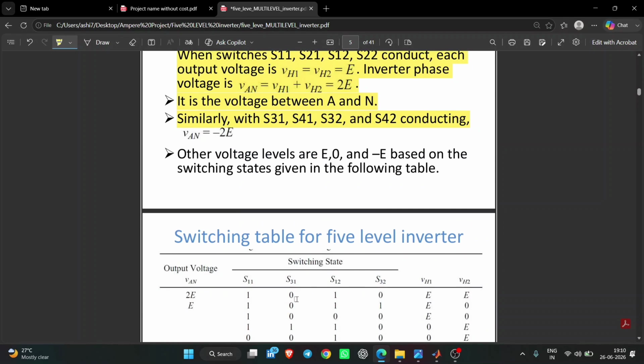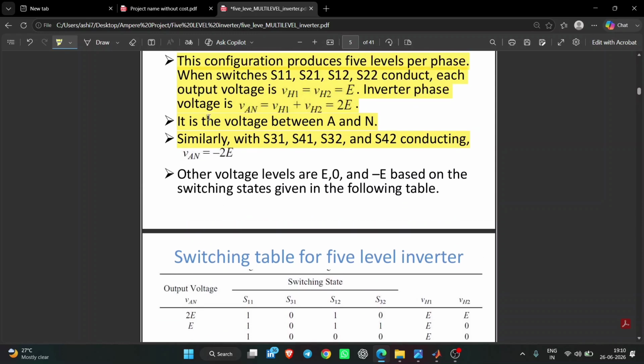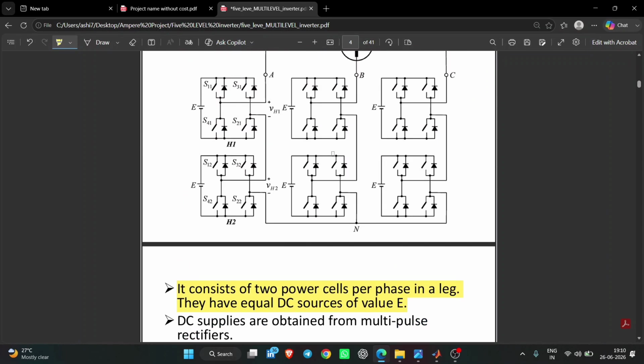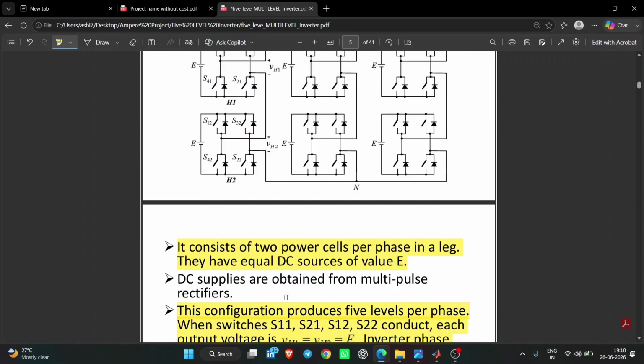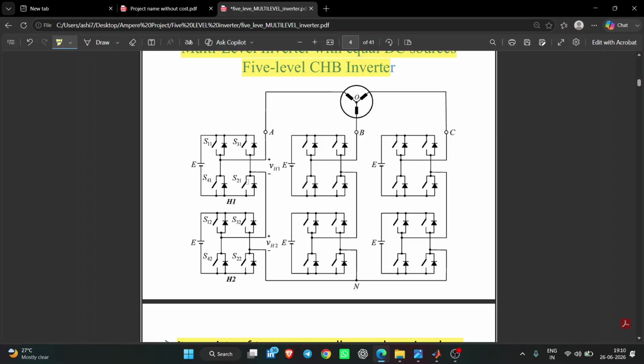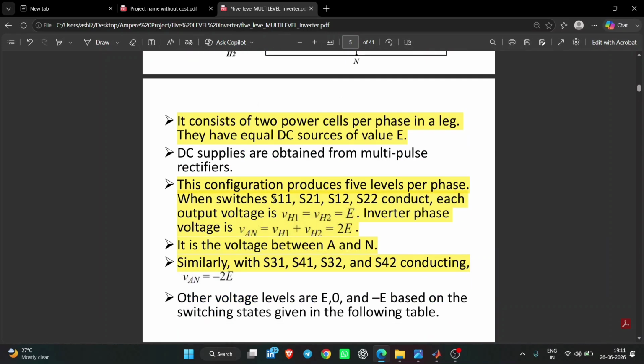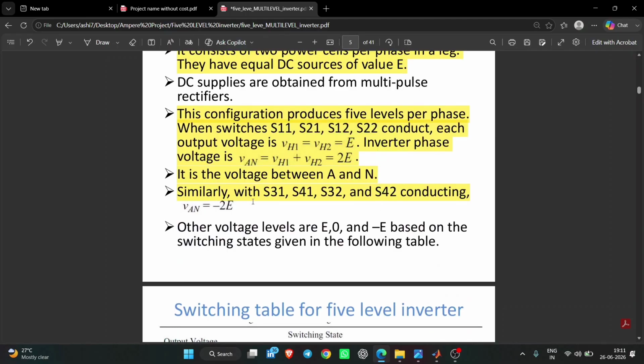Similarly, if you switch S31, S41, S32, S42, you have to look at the switches S11 and S21. These two are conducting. Suppose you are coming from here this way: S22 is on, then you take this path with voltage E, then S12 is on, then you follow the same path, then S21 is on, giving E plus 2E, and then you complete the path according to this switching. Similarly for the second, negative E.